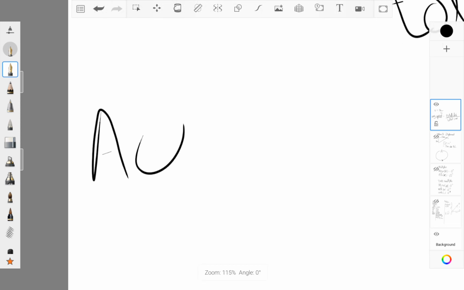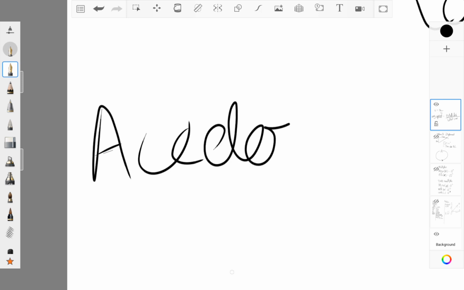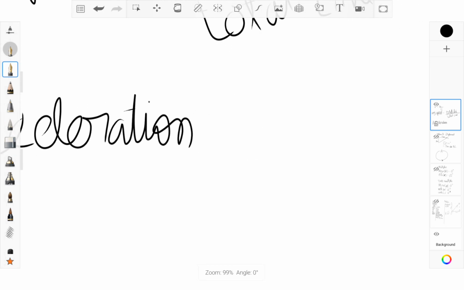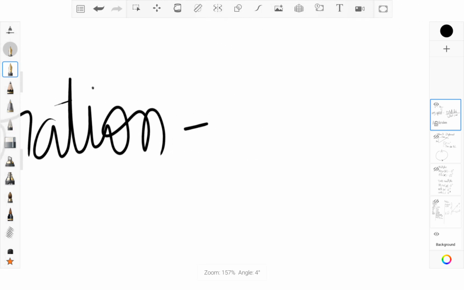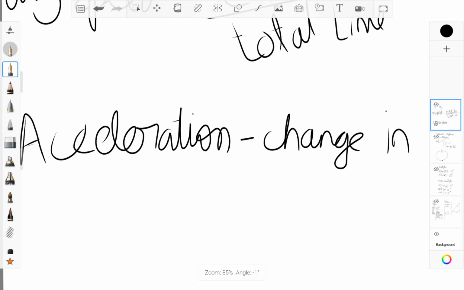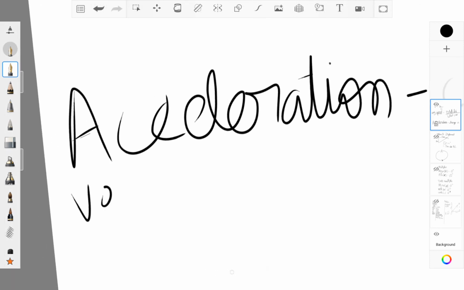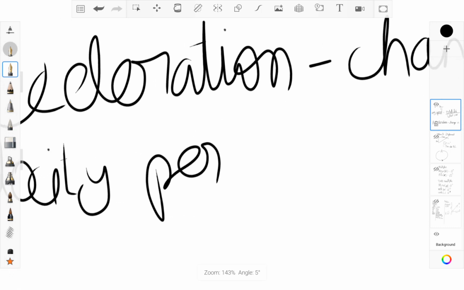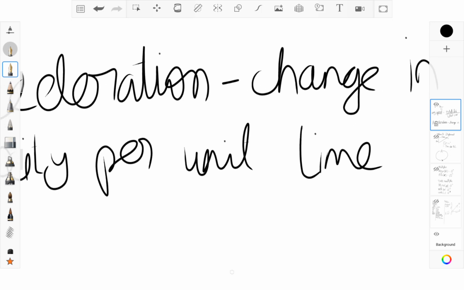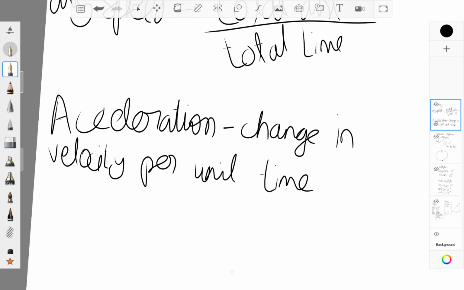Acceleration is the change in velocity per unit time. I should write this down because it's an important definition. It's the change in velocity per unit time. So you can say acceleration is the change in velocity per unit time, or you can simply say that it's the rate of change in velocity.